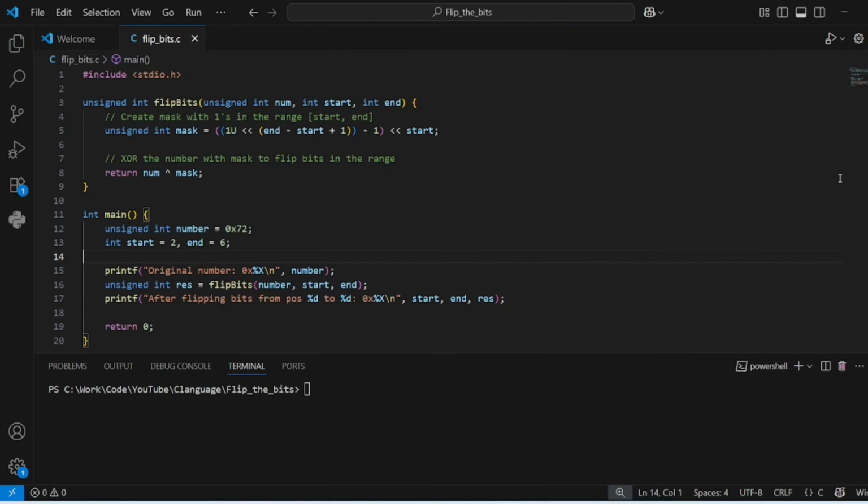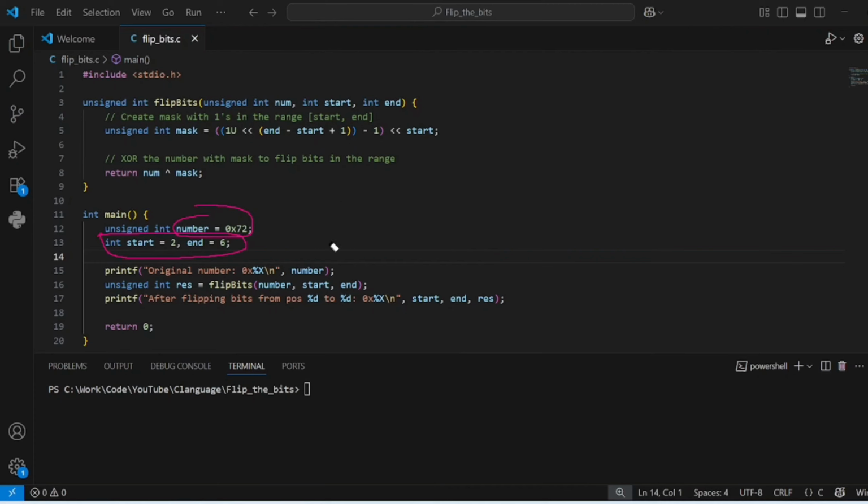This can be done in multiple ways. We can use the traditional way of looping, identifying whether each bit is 1 or 0, and flipping it, but that doesn't impress the interviewer. So we need a quick, one-line answer using the bitwise operator. For example, the given number is 72 and they are asking to flip bits 2 to 6. If the bit is 0, you make it 1. If it is 1, you make it 0. This is how we flip the bits.